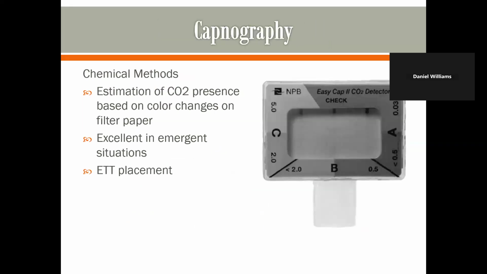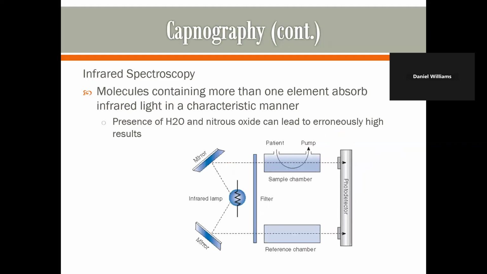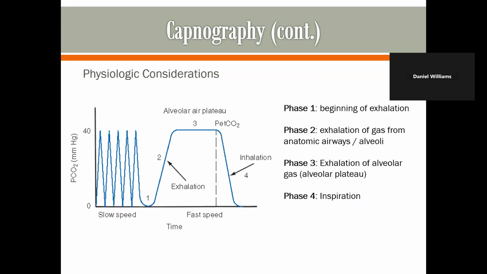We did talk about the use of colorimetric devices and waveform capnography as well. The reasons why we would employ such things as capnography while we're looking at CO2 presence and so forth. We talked about side stream and mainstream sampling devices for measuring end tidal CO2. We also talked about the advantages and the disadvantages of each of those.